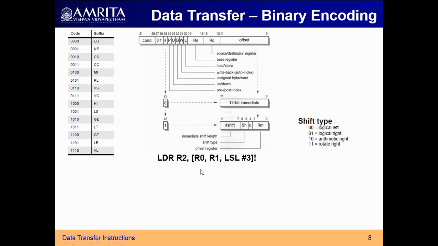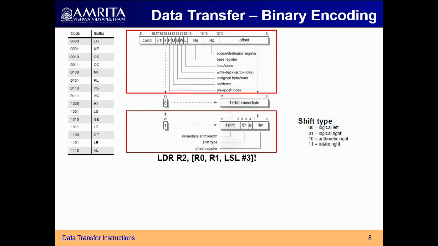In this example, we will see an instruction LDR R2, [R0, R1, LSL #3]!. So here instead of using a 12-bit immediate value, you are storing the offset inside a register, right? So instead of a 12-bit immediate offset, you are using a register offset, and whatever value you have stored inside the register, you are shifting it by 3 units, right?